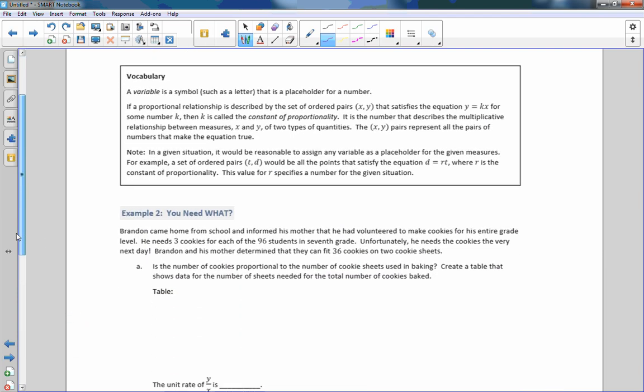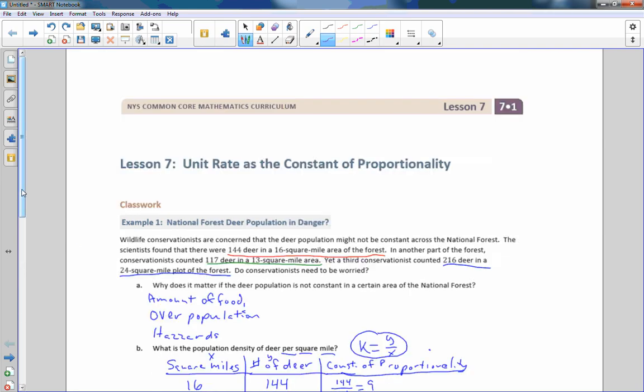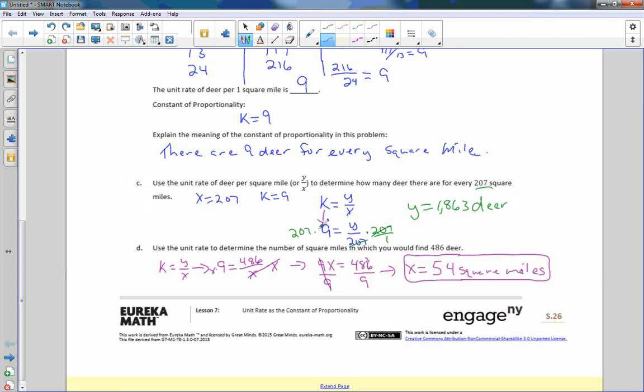Okay, so now we're talking about vocabulary. A variable is a symbol, such as a letter, that is a placeholder for a number. So if I go back here and show you, I've been doing that. We have equations here with x's and y's and k's, and those are all variables. So when I say there's 207 square miles and my square miles is x, then I can take this x and replace the placeholder for a number with that number 207. So these are called variables.